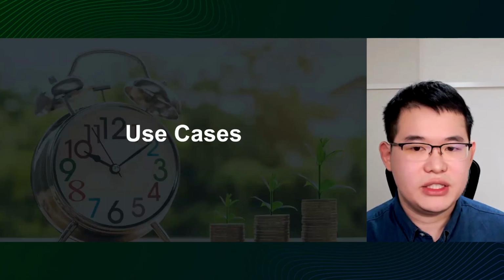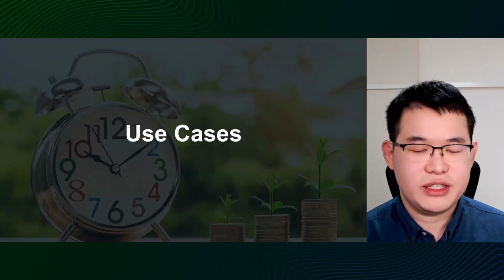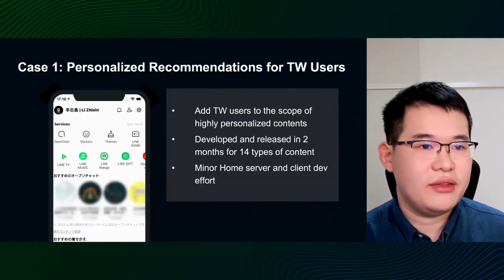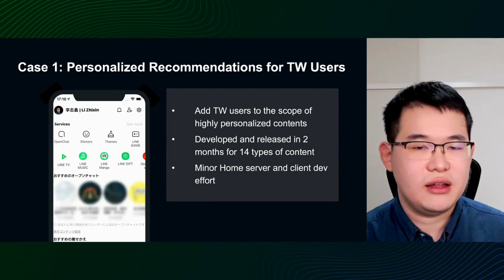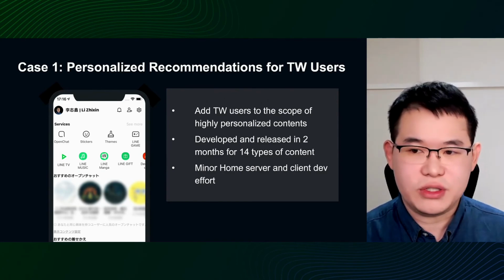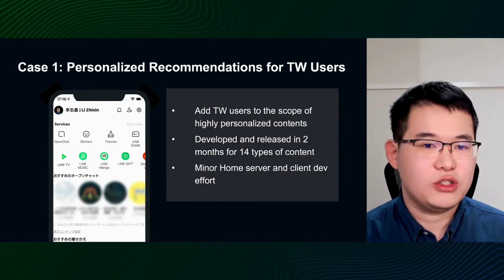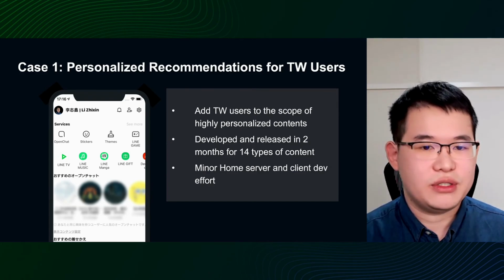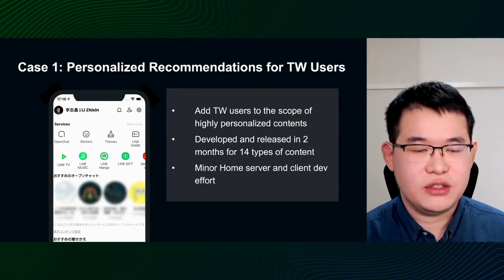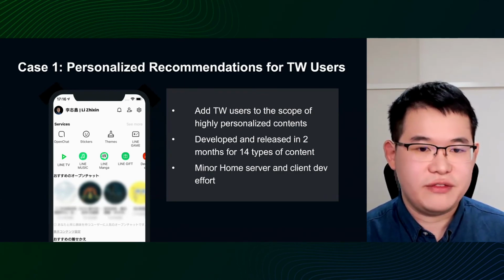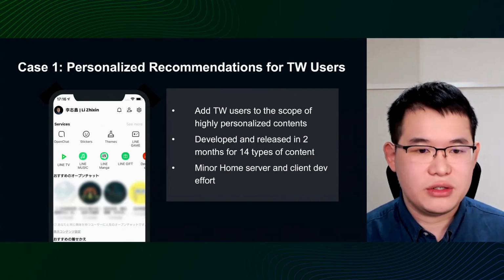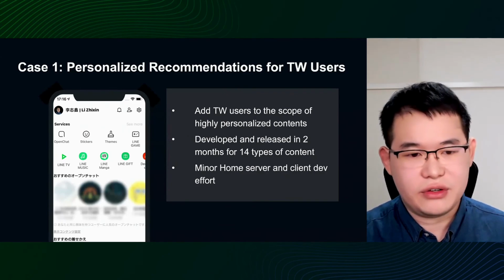At last, let's look at 2 examples using the system. Case 1 is personalized recommendation data for Taiwan users. We released this highly personalized content to Japan users last year, and we also added Taiwan users to the scope of highly personalized content this year. We developed and released in 2 months to support about 15 types of contents. And during the process, there was only minor home server and client dev effort.